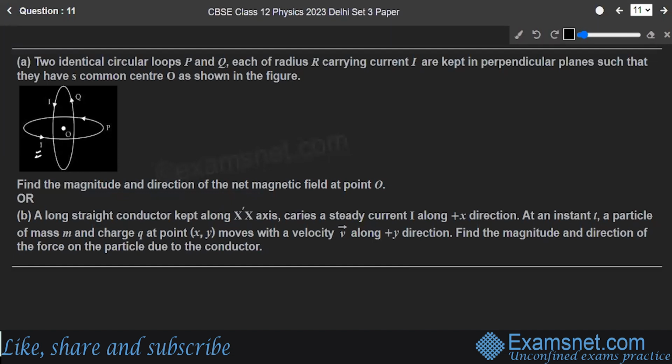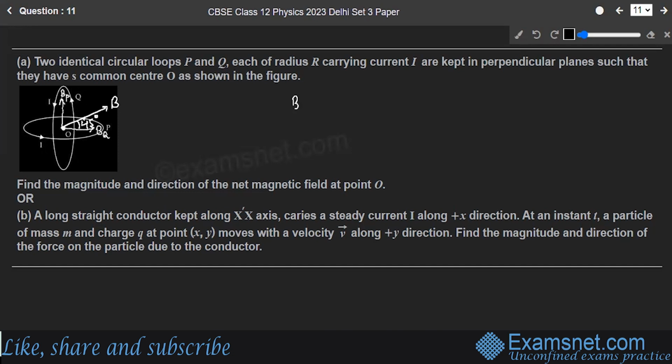So the magnetic field BP will be in the given direction like this. This will be the direction of BP. Similarly, in the coil Q, the direction of magnetic field BQ will be shown by using Fleming's left hand rule. So this will be the direction of BQ. I hope you are clear with this. Now, the net resultant of BP and BQ, let's say that is equal to B. This is at an angle of 45 degree.